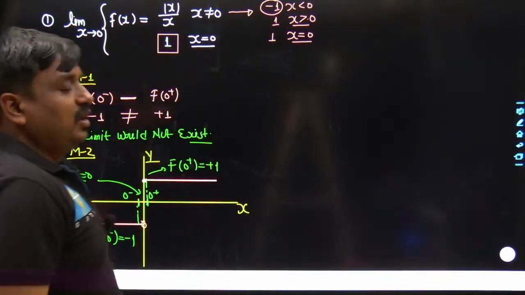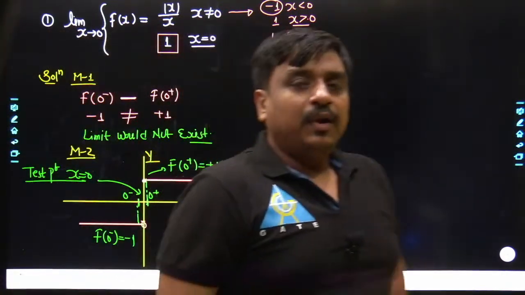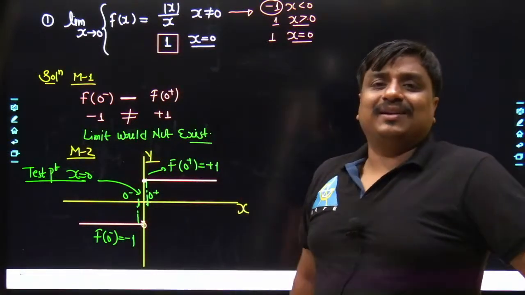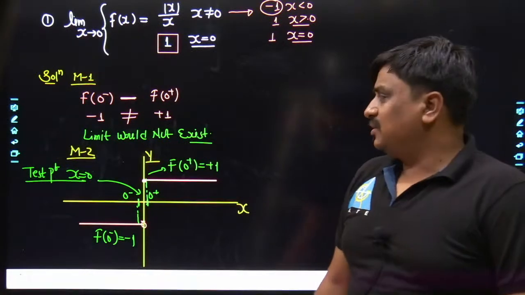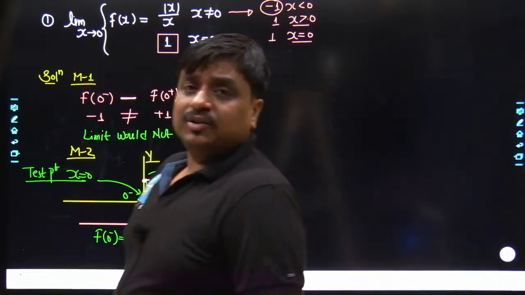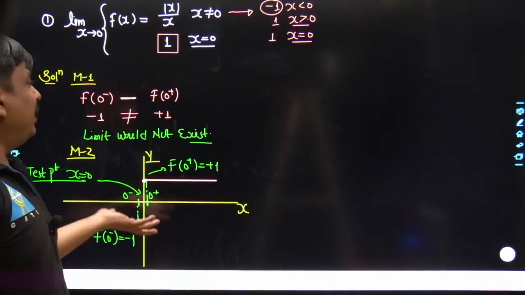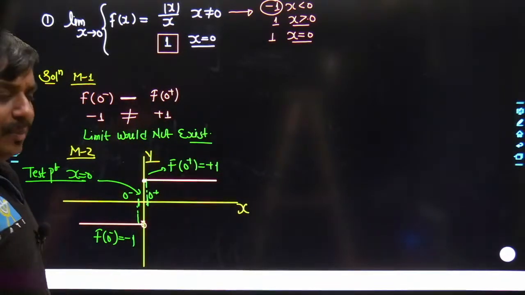So as far as the existence of the limit is concerned, as per the problem the limit test has to be performed at x equals 0. The left hand value as well as the right hand value had not been the same. That means the limit does not exist, or there had been an abrupt change in the magnitude.